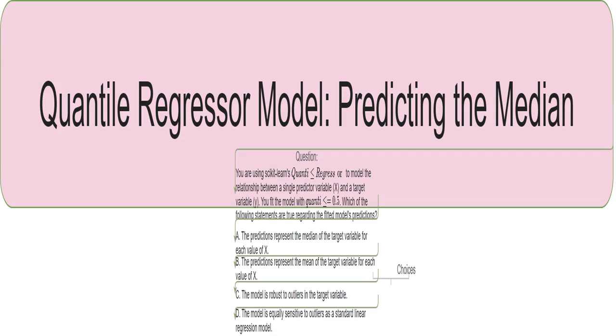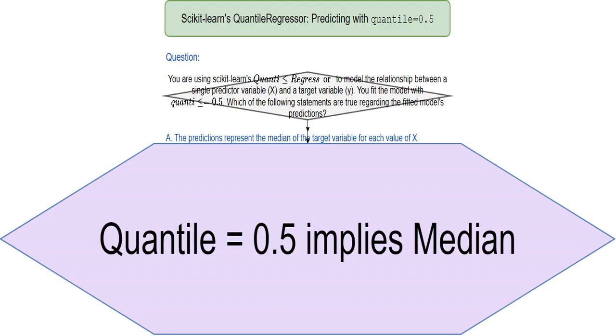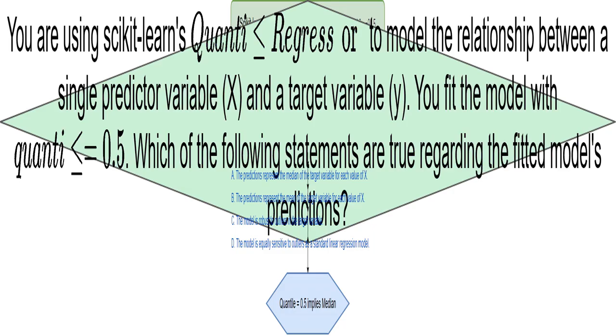This is the main question. Let's break it down step by step. This is the overall topic. We are working with a model that finds the median. Hey Vamsi, when you set the quantile parameter in sklearn's QuantileRegressor to 0.5, you're telling the model to predict the median. Think of it like finding the middle value in a sorted list of your target variable's values for each predictor value. This is the core question, Vamsi.